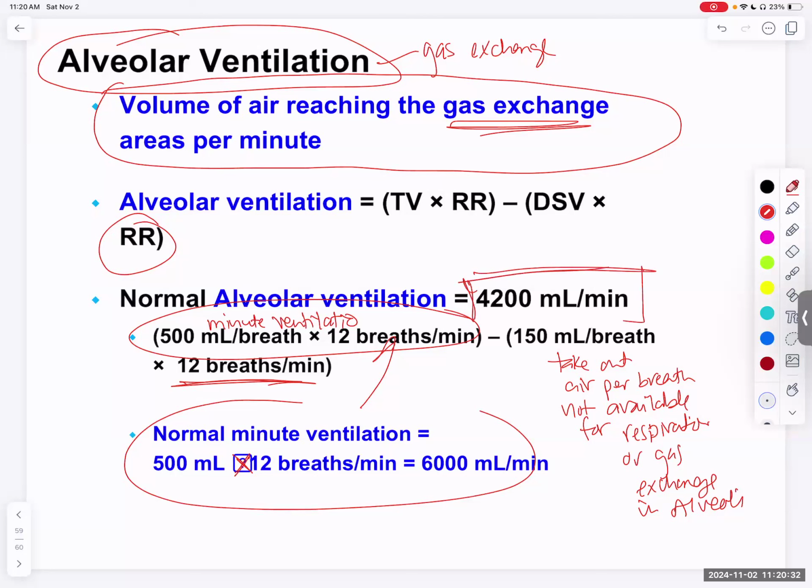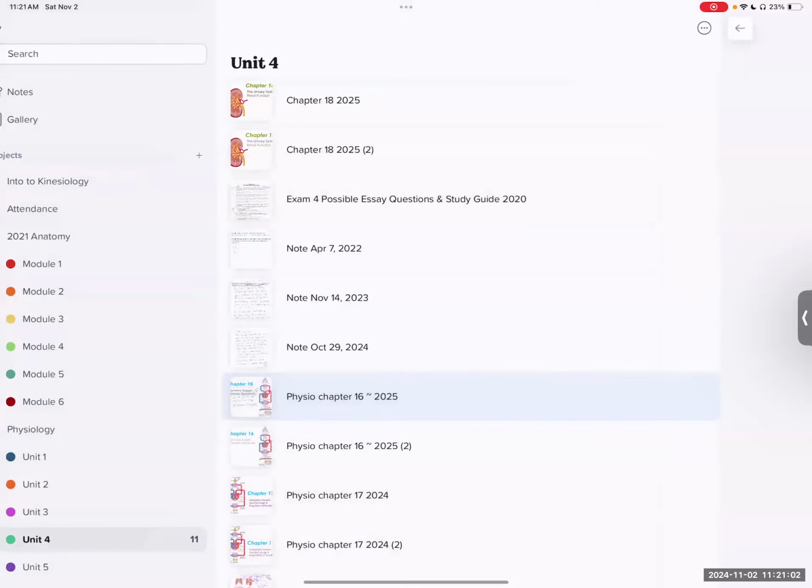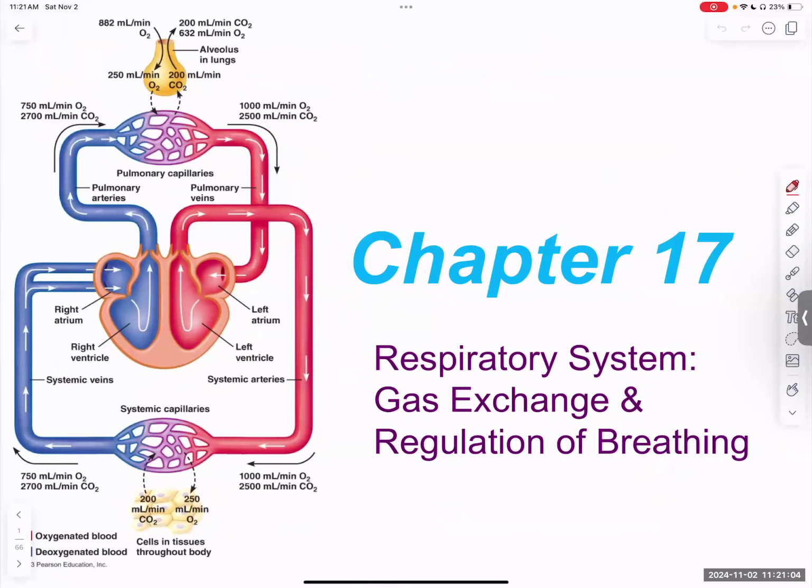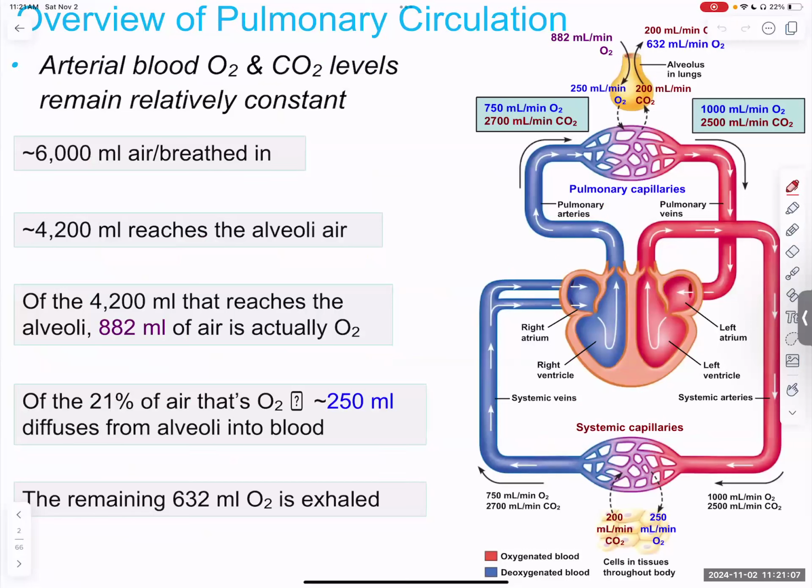So really, instead of 6,000 mLs per minute, humans on average have 4,200 mLs of air per minute for gas exchange or respiration. Remember this 42, because, as a preview, when we get into this, here's where we're going to start the lecture next time. So that's a little preview.